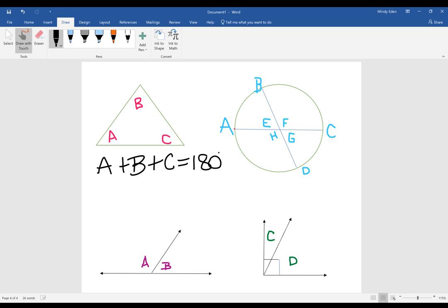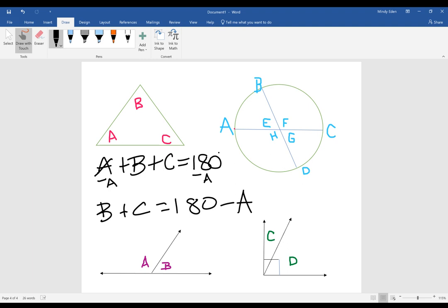Now, we can manipulate this and we can write it in a different way. So, if I want to take A off of both sides by subtraction, I can also say that B plus C has to equal 180 minus A. And we can do that for B and C. So we can manipulate equations by adding and subtracting from both sides and come up with equivalent equations.